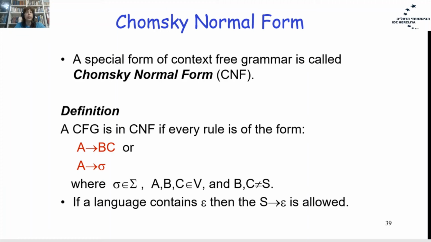A context-free grammar is in Chomsky normal form if every rule is of the form variable A derives two variables B, C, or variable A derives a single letter sigma, where sigma belongs to the alphabet. A, B, and C are variables. B and C are not equal to the starting symbol S. If a language contains an empty word, then S derives epsilon is allowed and you can use it in Chomsky normal form.